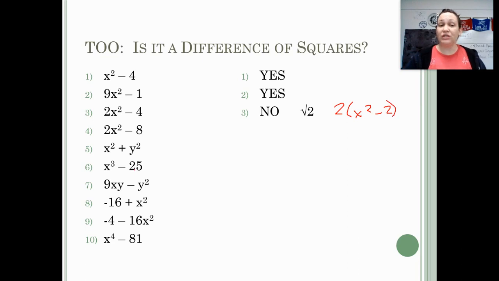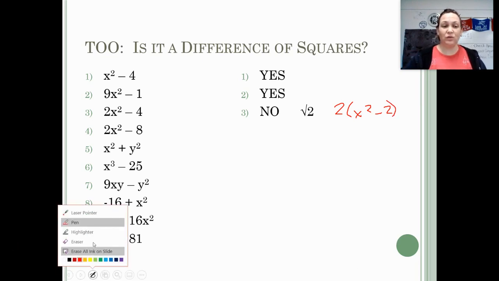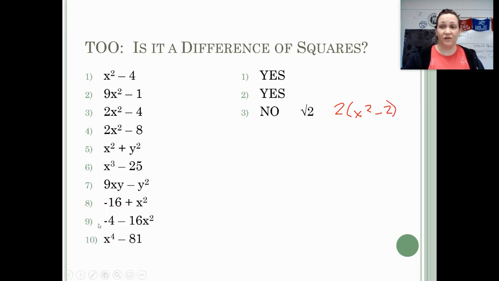So remember, today we're just identifying, is it a difference of squares? We're not identifying, can I factor this? Number 3 is factorable. I can take out a GCF. But since I'm trying to figure out if it's a difference of squares, I'm going to say, no, it's not a difference of squares.